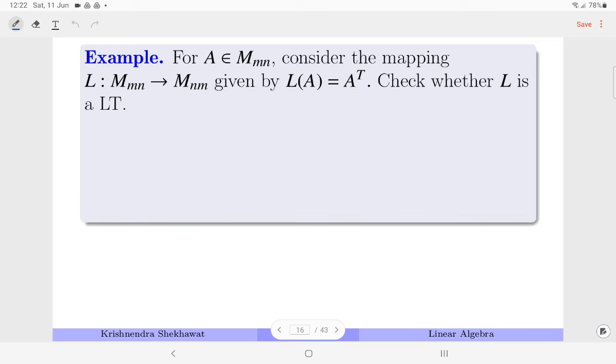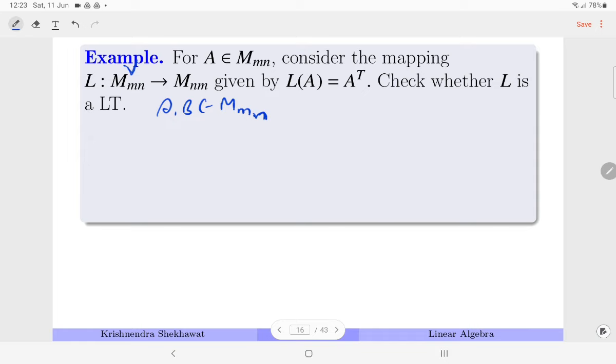Let's move to the next question. L is a map from the vector space of matrices Mn to the vector space Mn, such that L of A is equal to A transpose. Check if L is a linear transformation. This one is again very simple. I am just showing you the method of how we write it. So you always start by taking two vectors in V.